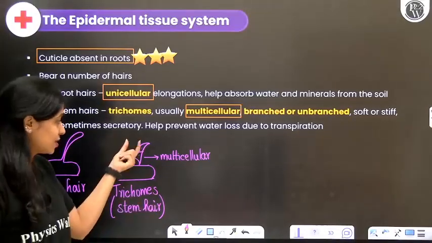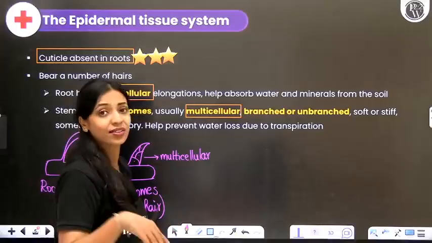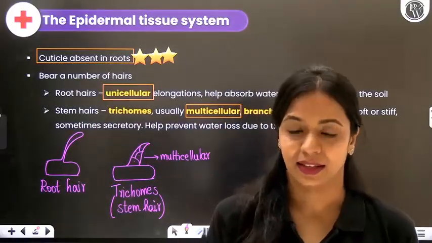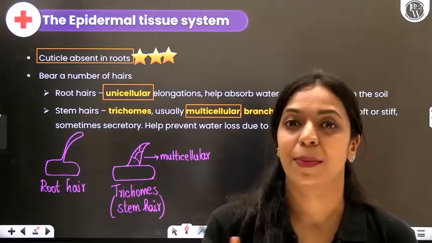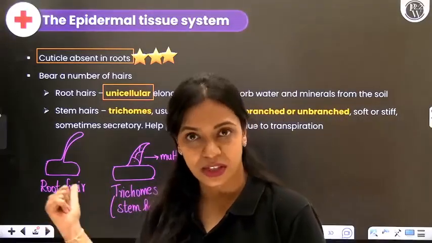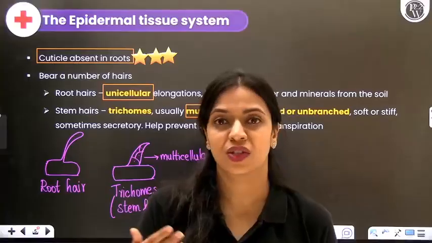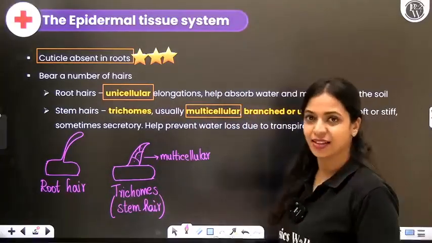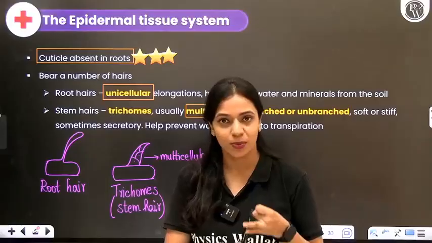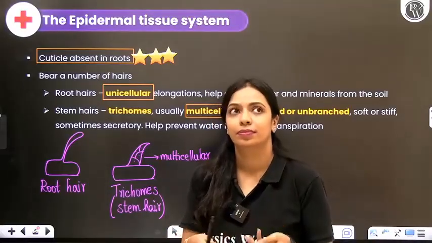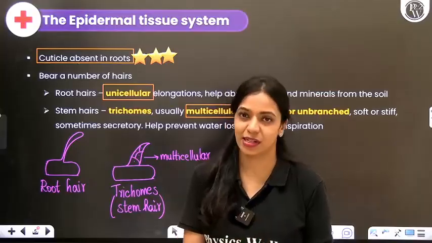Whereas in stem, these trichomes basically help in reducing the rate of transpiration, because the stem need not absorb anything. If there is no absorption happening in the stem, what is the function of these trichomes? Because of the presence of these trichomes, transpiration rate is reduced. Transpiration again is the loss of water. Cuticle and trichomes have the same function. Both of them work to save more water and lose less water.